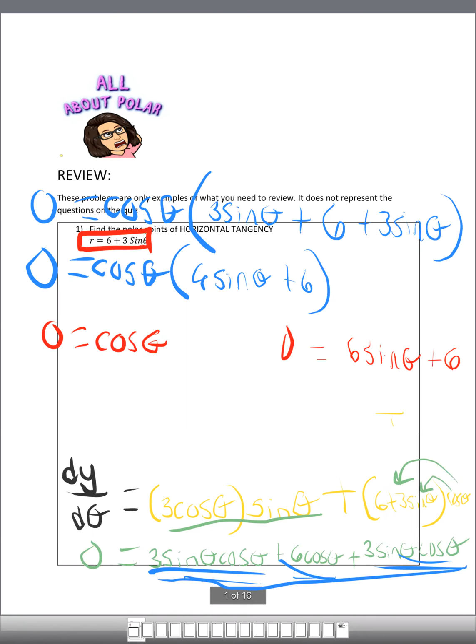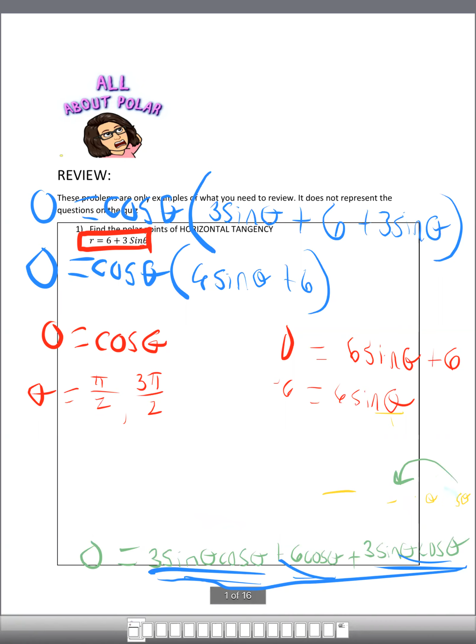If you know the unit circle, you know that cosine of theta is equal to 0 at pi over 2 and 3 pi over 2. And with some manipulation, you move a -6 here, and you have a 6 sine of theta. When you simplify the one on the right that I've been writing in red, this becomes sine of theta is equal to -1, and it's equal to -1 at 3 pi over 2. So note, these are our theta points where it will be equal to 0. It will be a horizontal tangent.